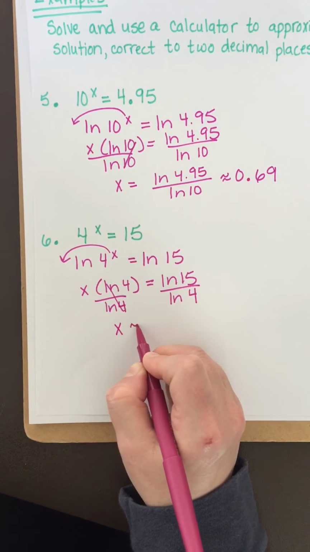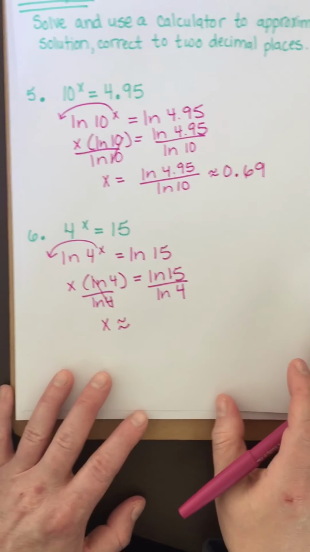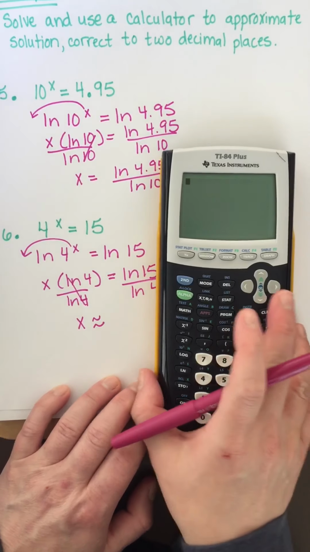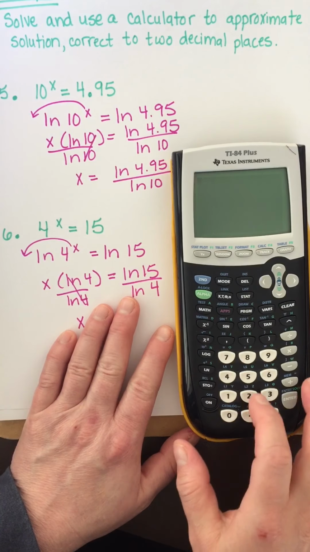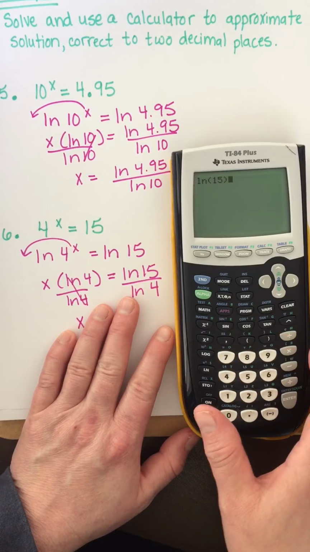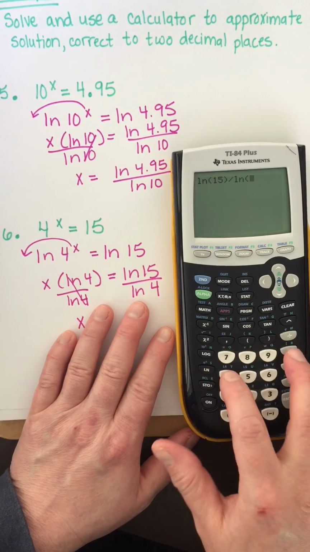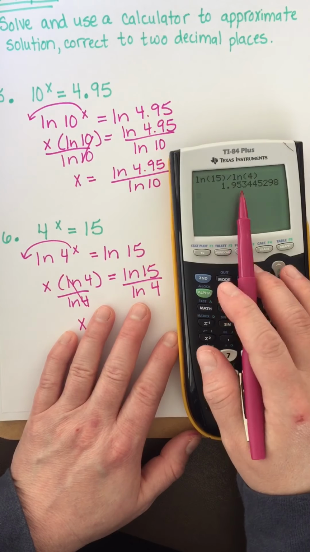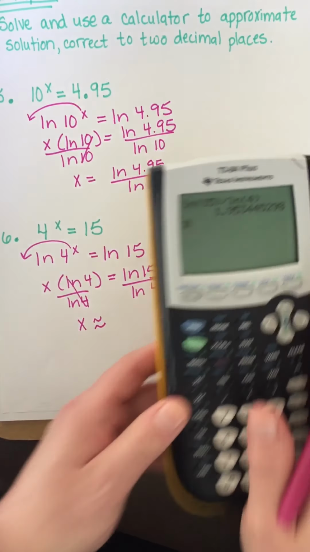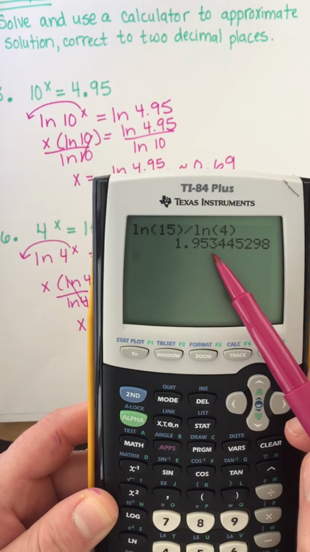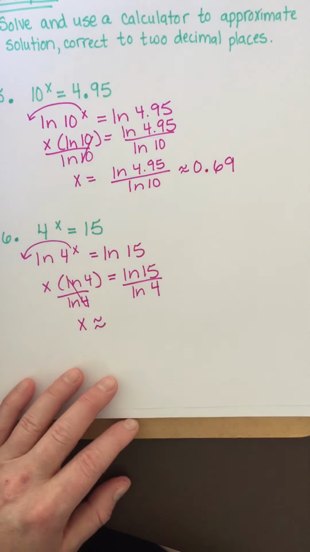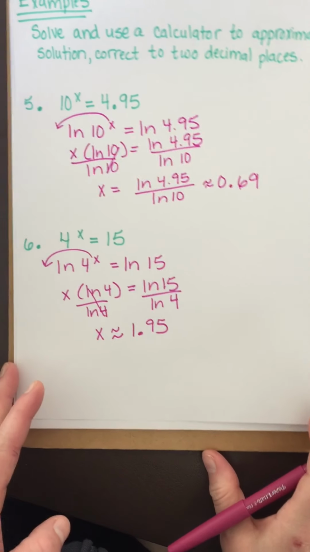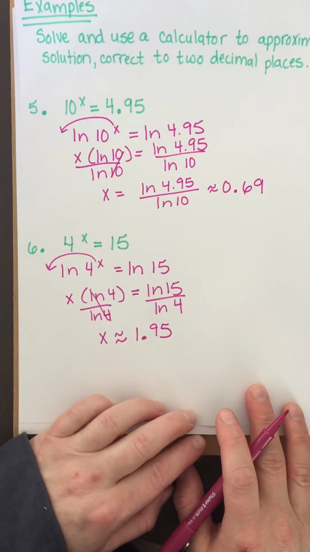All right, and we get x is approximately, I'm going to put that in the calculator. So we got the natural log of 15 divided by the natural log of 4. And we get 1.95. The 5 is going to look at the 3 and stay the same. So my answer will be approximately 1.95. All right, that's it for today.